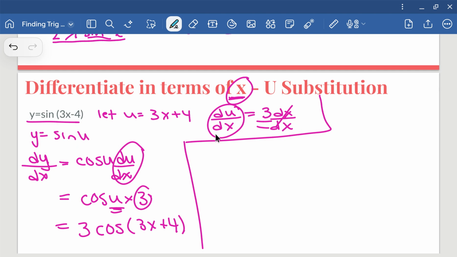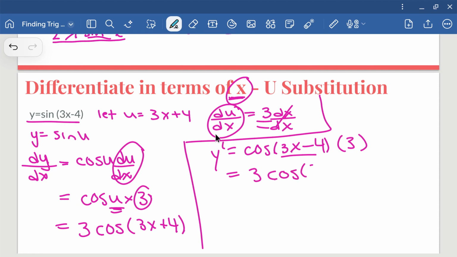You also can use the chain rule, and the chain rule would just show that if you take the derivative of sine, it's going to equal cos of what's in there, 3x minus 4. But then you have to take the derivative of the inside, which would just be 3. So we get to the same place, again, bringing that 3 out front, 3 times cos of 3x minus 4. But at least we have that practice because, again, if it gets more complicated, we still can do u substitution and differentiate in terms of x to make it a bit easier.